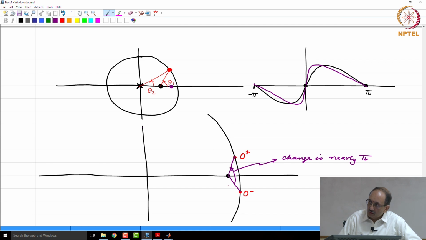And in the limit, when the 0 is on the unit circle, at 0 minus, the vector will be a tangent at this point, and at 0 plus, the vector will be pointing like this, and the change will be exactly pi. Therefore, when the 0 is on the unit circle, the change when you cross the 0 will be pi radians.